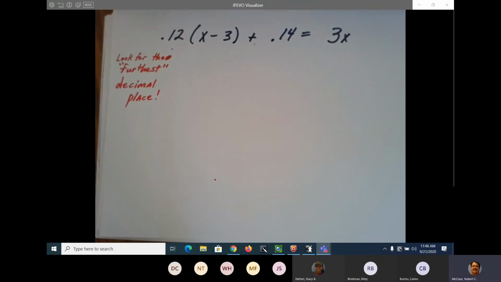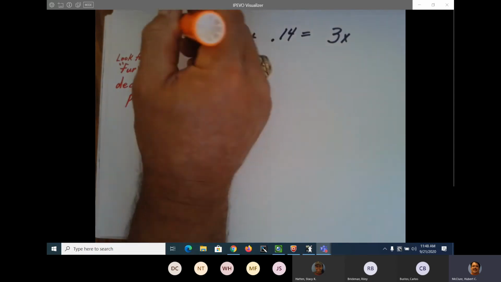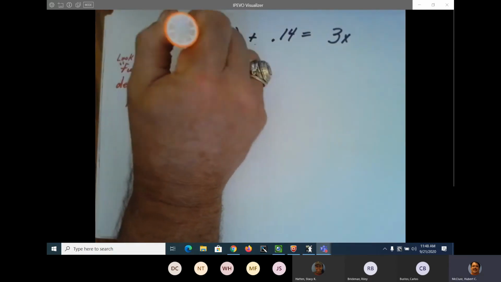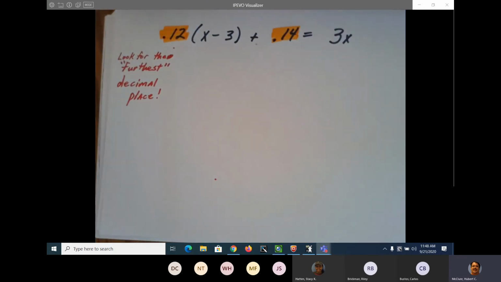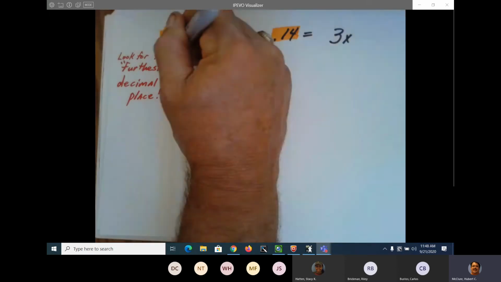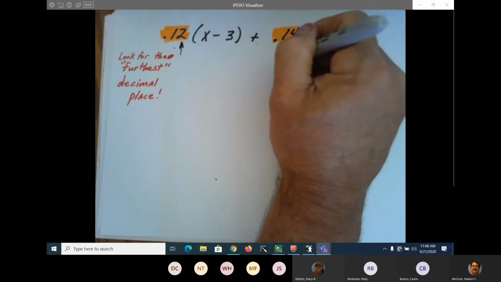Now there's two decimals in this problem. I'm going to highlight them just so y'all can zero in on them. I'm not highlighting them to insult your intelligence. I'm highlighting them because when you see a decimal in an equation, the first thing you should hone in on is how many decimals do we have? We've got two decimals. So the furthest place value between the two decimals is the hundredths.